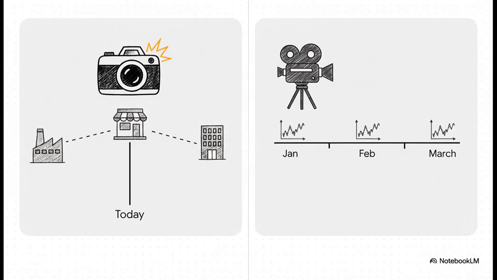And our final distinction is all about time. Are we looking at a snapshot or are we watching a movie? Cross-sectional data is that snapshot. It's data for a bunch of different subjects, say a group of companies, all collected at one single point in time. Time series data, on the other hand, that's the movie. We're tracking one thing, like a stock market index, over a period of time to see how it changes.